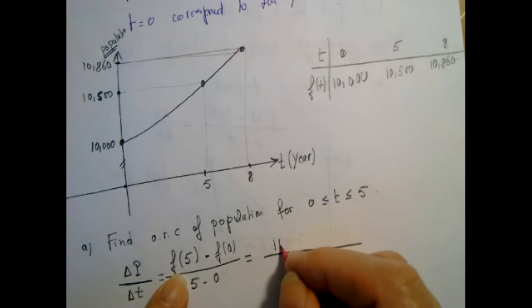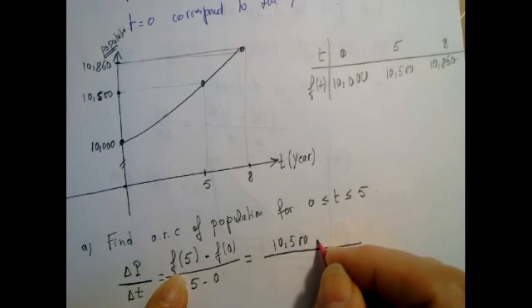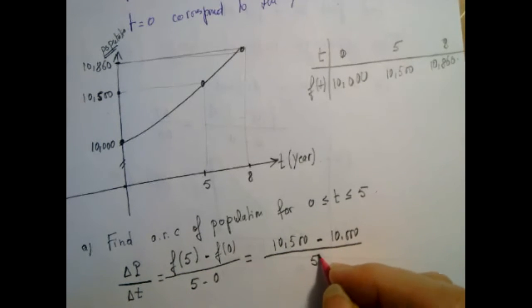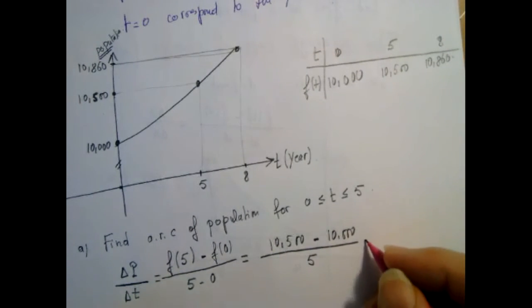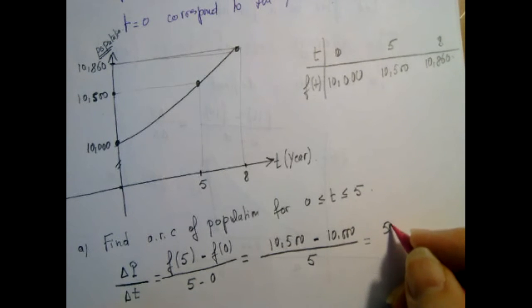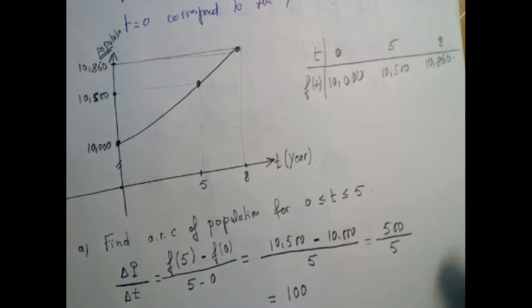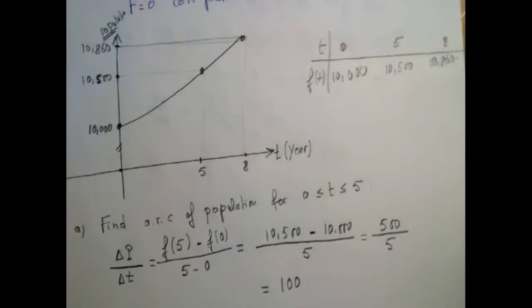After 5 years, the population was 10,500. Initially, it was 10,000, divided by 5. So it means that the population changed by 500 people, but the change occurred over a 5 year period. When I divide, I'm getting 100. But what does the 100 represent in this context? Let us understand the 100.